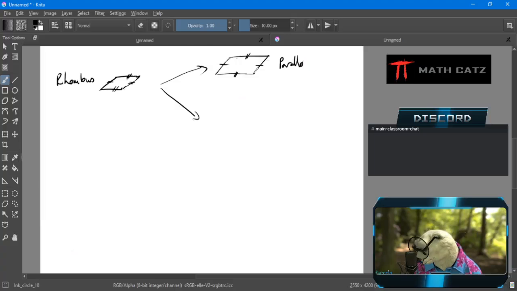Parallelogram. Whoops, can't spell. That is ugly. Parallel. There's my L. Get in there. There we go.